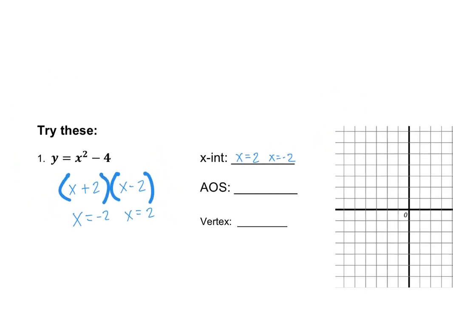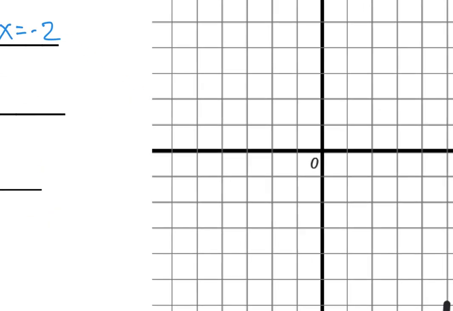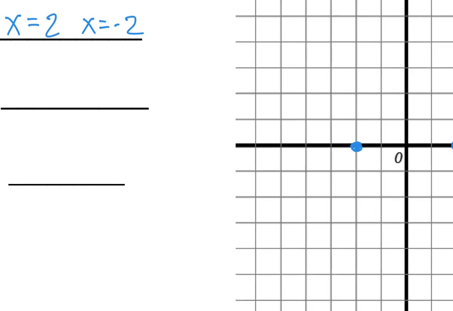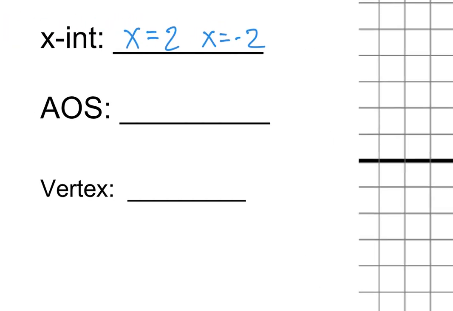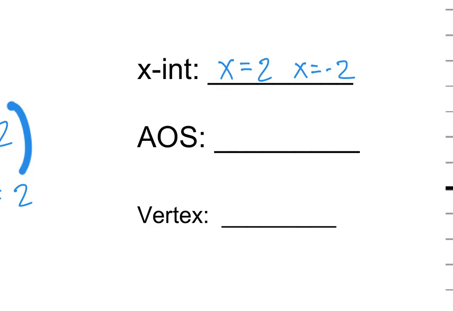And then we can put those on our graph. This time I'll be a little more careful. So we have 2 and negative 2. There we go. Just by looking at these 2 points now, what is our AOS going to be? 0, right? We didn't even have to do any math with that. Now, if you don't see that, you would do negative 2 plus 2 divided by 2. So that'd be 0 over 2, which equals 0. So our AOS is x equals 0.